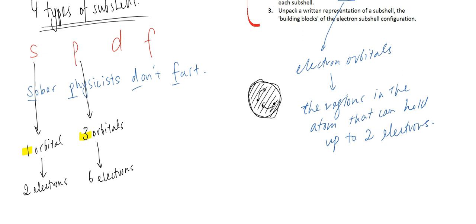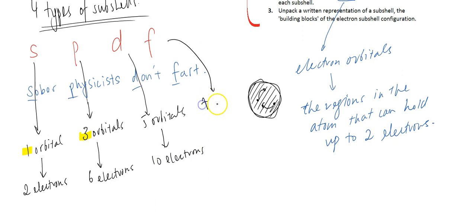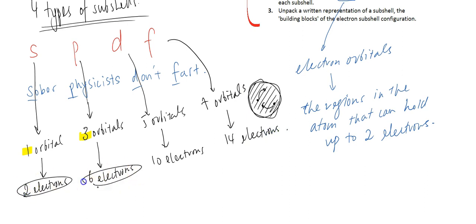You see that difference again between P and D, because D has 5 orbitals and hence can hold a total of 10 electrons, and the F subshell has 7 orbitals, again a difference of 2 from D, and so it can hold 14 electrons. Now you need to know the number of electrons that each of these subshells can hold.